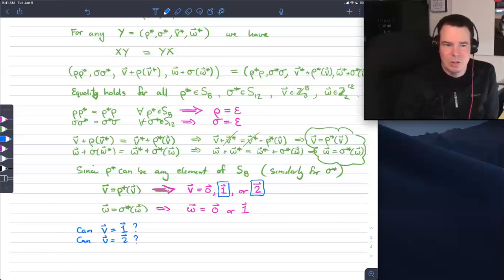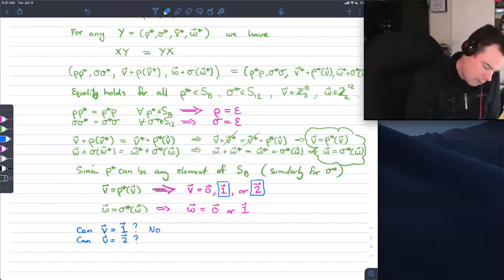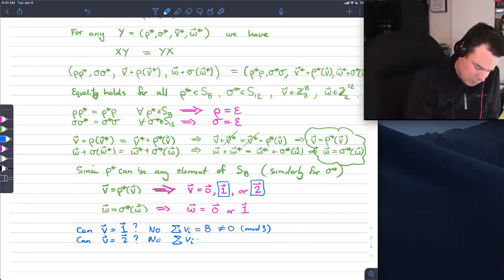So we had this condition that says if you add up all of the components of the vector V, it's got to be 0 mod 3. And the answer is no, because the sum of the VI's would be 8, which is not congruent to 0 mod 3. And again, no, because the sum of the VI's would be 16, which is not congruent to 0 mod 3. So these are big X's.